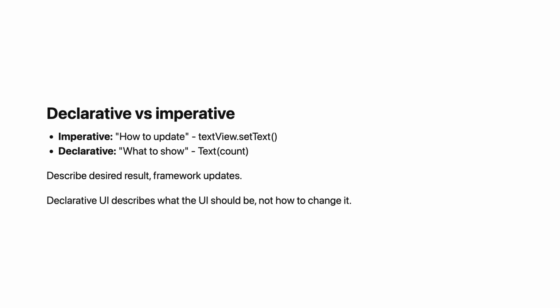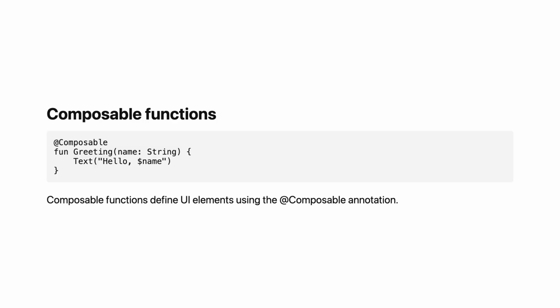In Compose, UI is built with composable functions. A composable function is marked with the @Composable annotation, @Composable fun Greeting. Inside, you call other composables to build UI. Composables describe UI elements. They do not return views. They add elements to the composition.